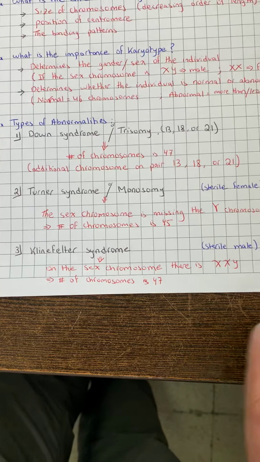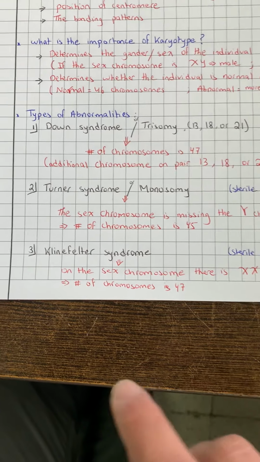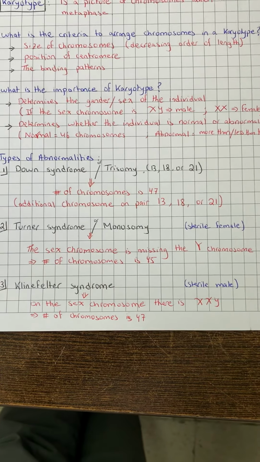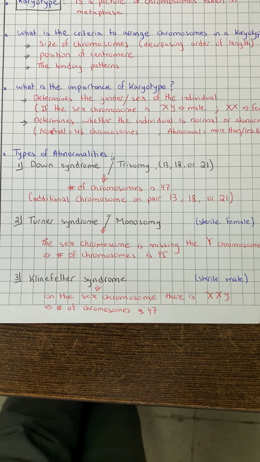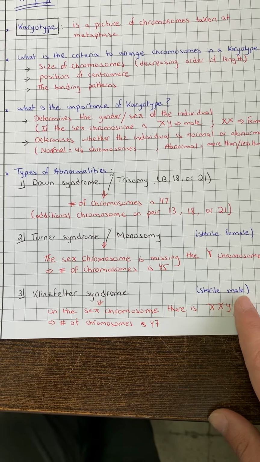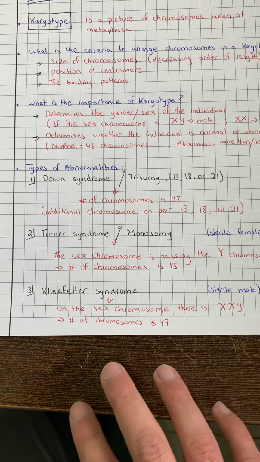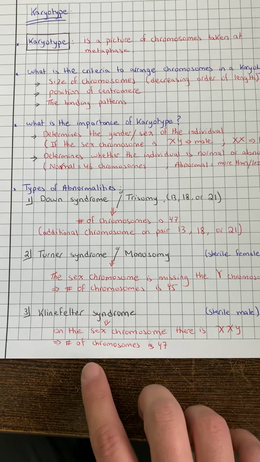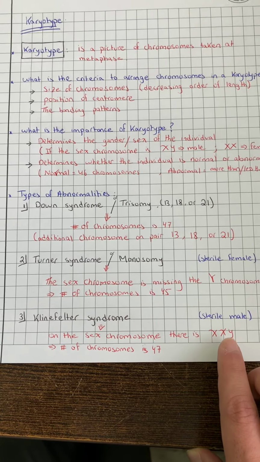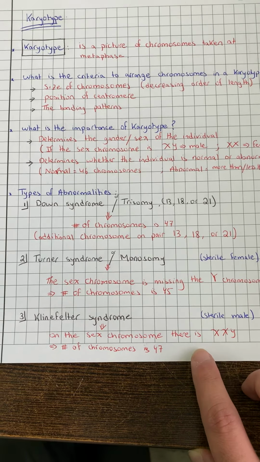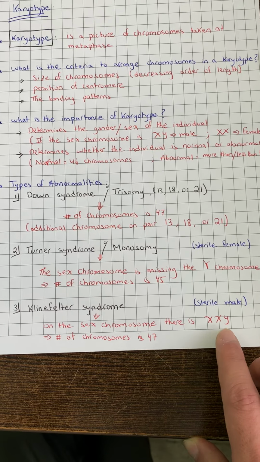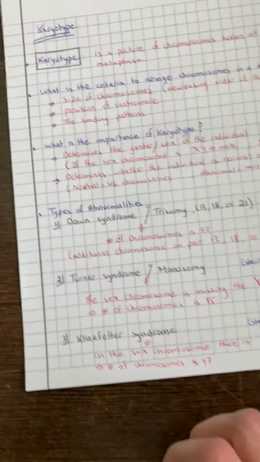And in the end, the final case is called Klinefelter syndrome. The final case of abnormalities that we're going to study is called Klinefelter syndrome. This occurs only in males, and you can notice this abnormality when you have on the sex chromosomes XXY. So you have an additional X and you have Y at the sex chromosome. So the total number of chromosomes will be 47.